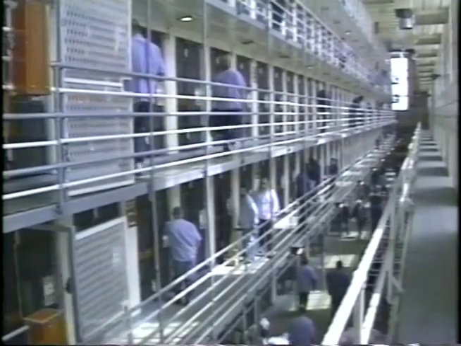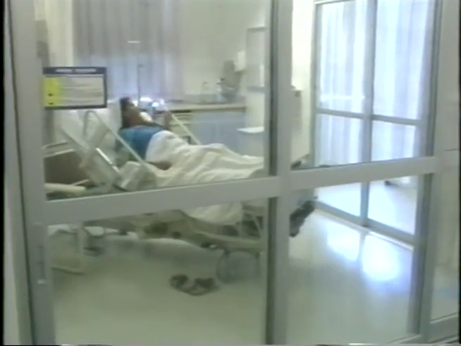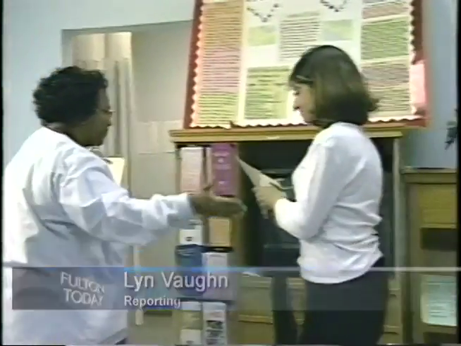TB is airborne and is more prevalent in homeless shelters, prisons, and nursing homes. The good thing is that not everybody who's exposed to TB would develop TB disease. It's only about 10%, but we don't know who those 10% are going to be. If not treated properly, tuberculosis can be fatal, so contact a doctor if you think you have been exposed to TB. Reporting for FGTV, I'm Lynn Vaughn.